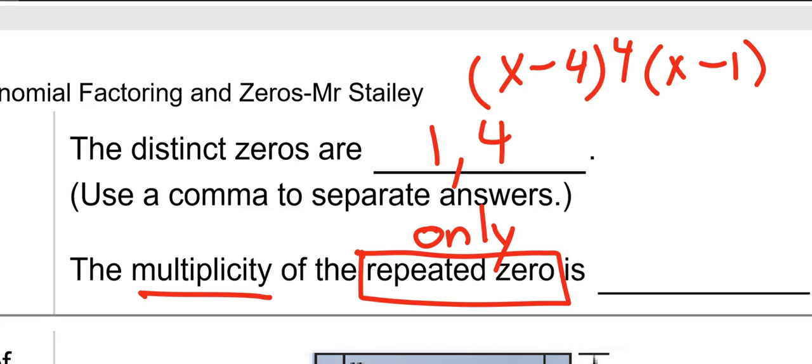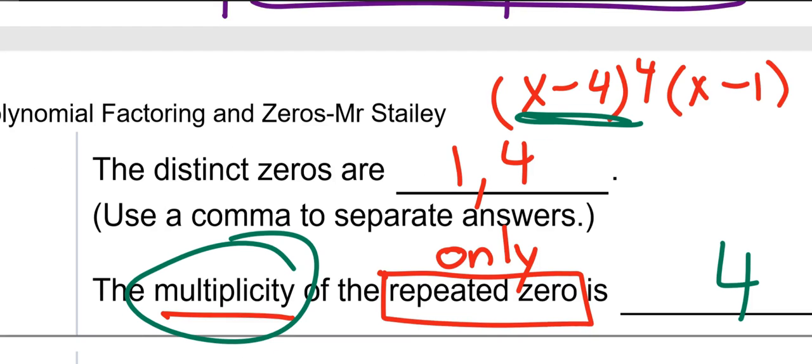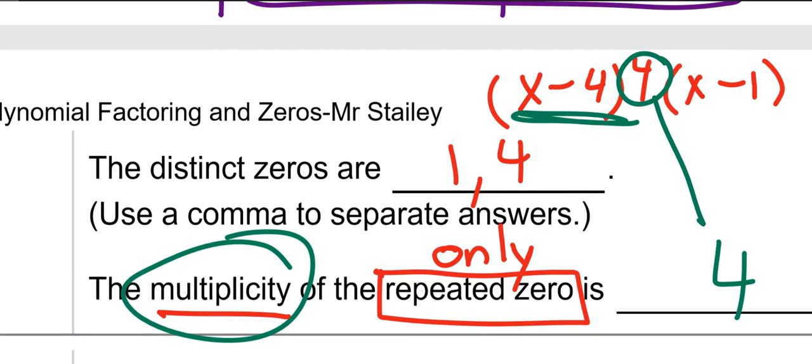Which one of those was the repeated zero? Right, that was over here. So what is the multiplicity of that one only? 4. When you look at the question, it's only asking me to identify the one that gets repeated more than once.